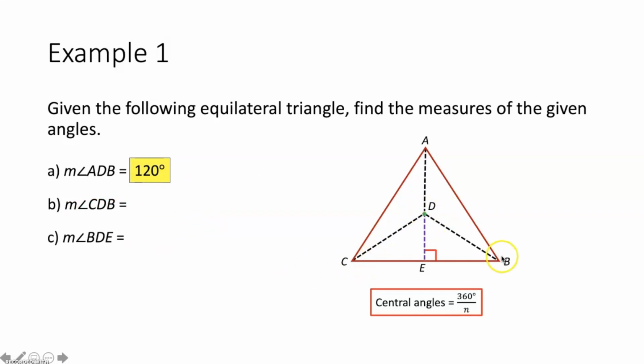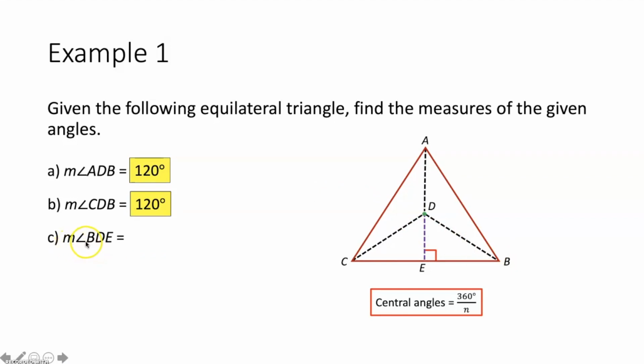So angle CDB would also be a central angle of this equilateral triangle ABC because it's an angle formed by the center of your polygon and the endpoints of one side. So in order to find the measure of a central angle, you just take 360, divide it by the number of sides, three sides in this case because it's a triangle, and you get that the measure of angle CDB, this central angle, is 120 degrees as well.